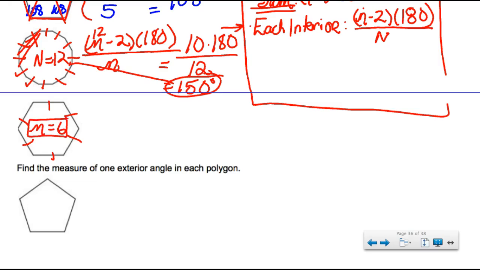I go use that in my formula. To figure out what each interior angle is, I do n minus 2 times 180 degrees divided up amongst the 6 angles. So you would go to your calculator, and you would do 6 minus 2, times 180, divided by 6, and you'll get 120 degrees. So each interior angle on this one is 120 degrees.